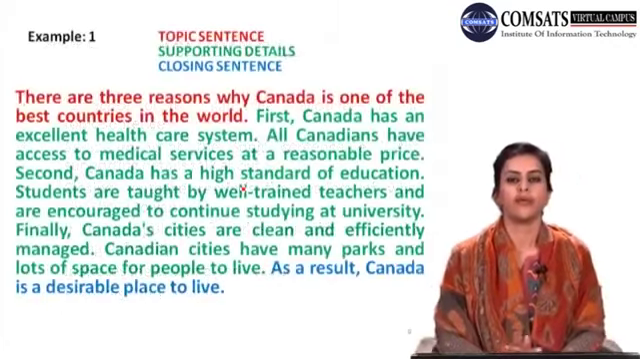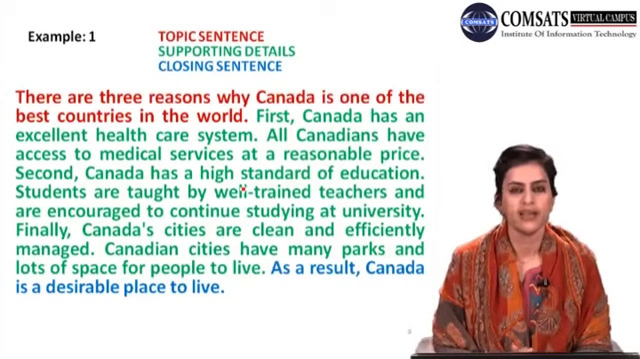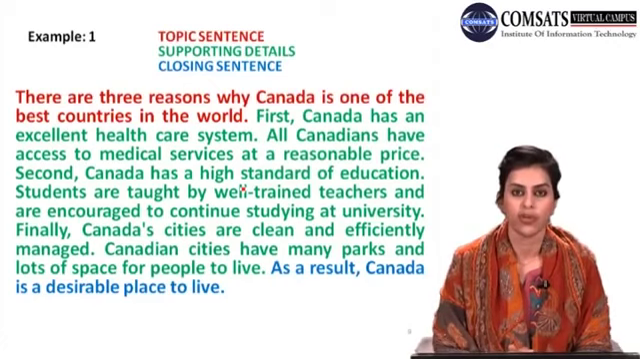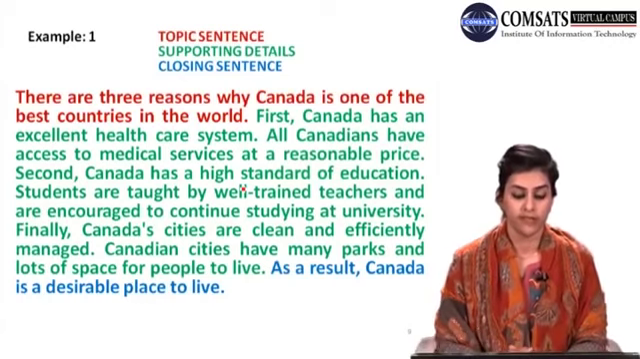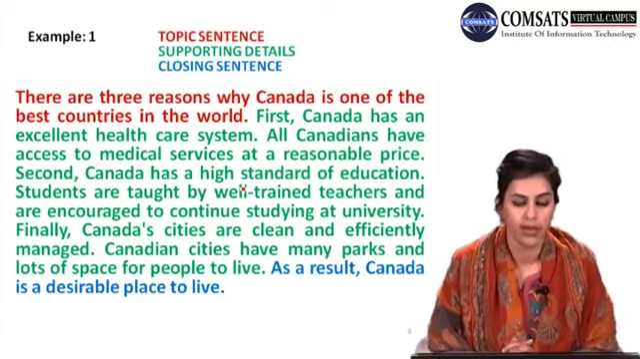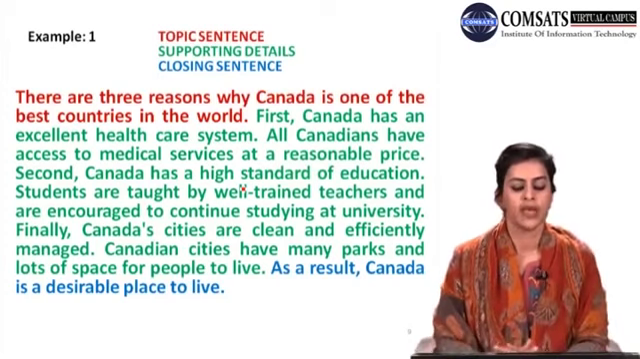Now see example number 1. The red color indicates the topic sentence, the green color indicates the supporting details, and the blue color indicates the concluding sentence. Now let's try to read the first example of paragraph writing.